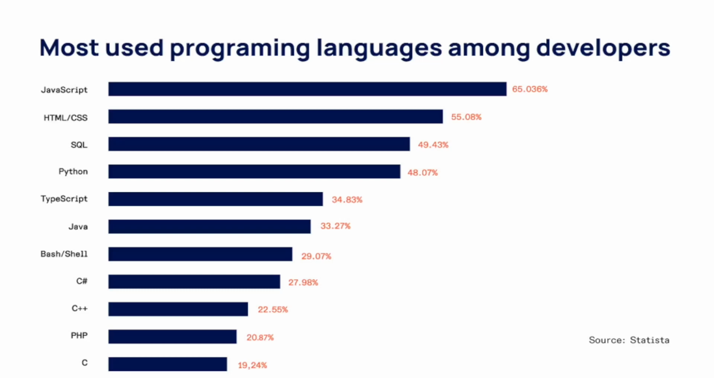According to a study conducted by Statista.com, JavaScript is the most popular programming language used by approximately 65% of developers worldwide. This popularity is reflected in the widespread adoption of JavaScript frameworks for front-end development.